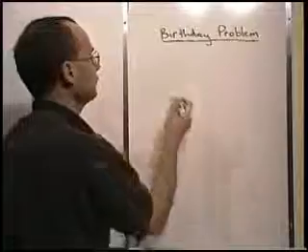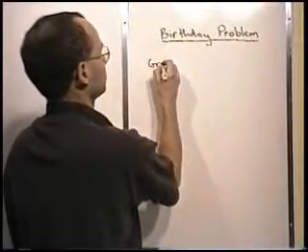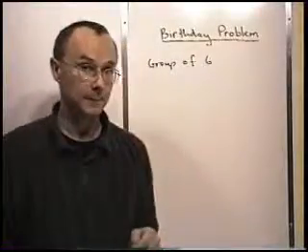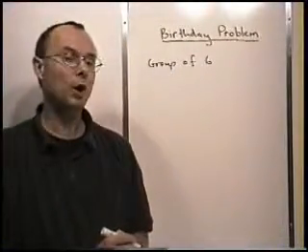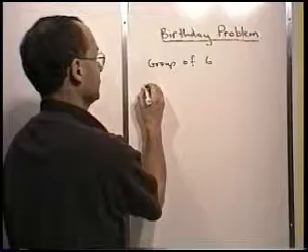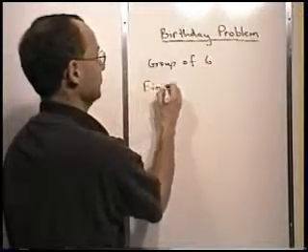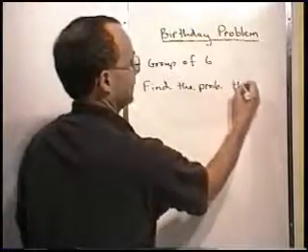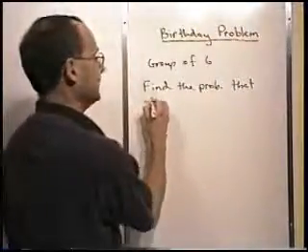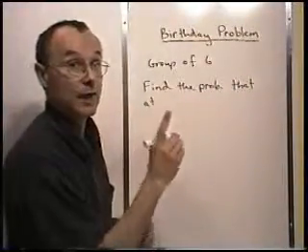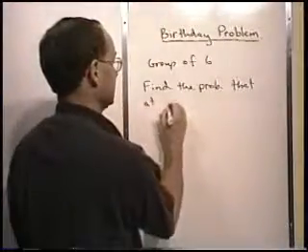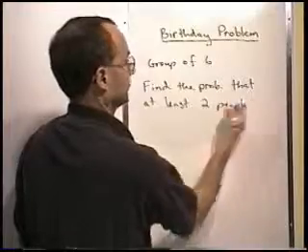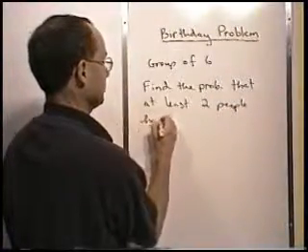If we have a group of 6 people, so a group of 6, what is the probability? So find the probability that at least 2 have the same birth month. At least 2 people have the same birth month.